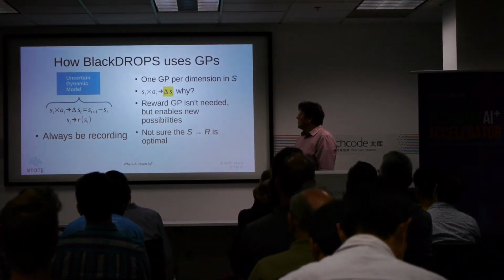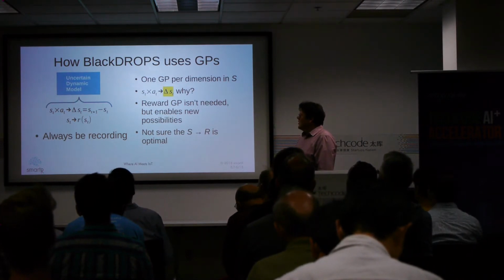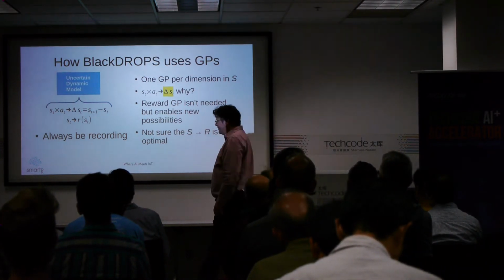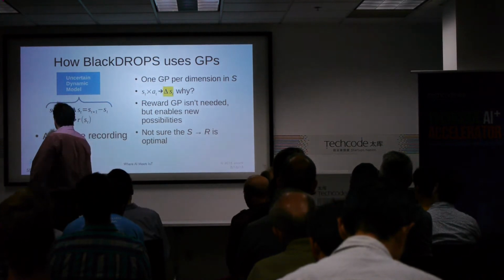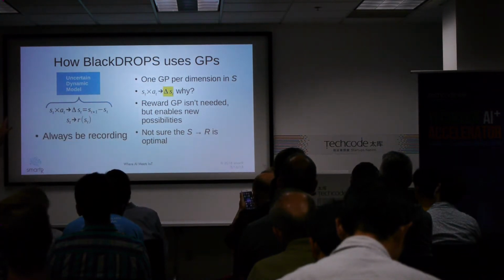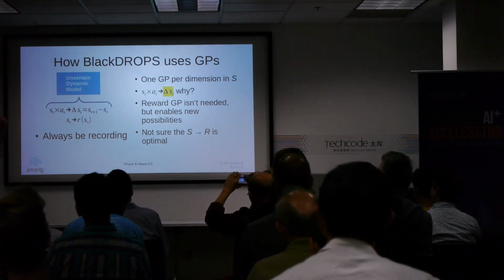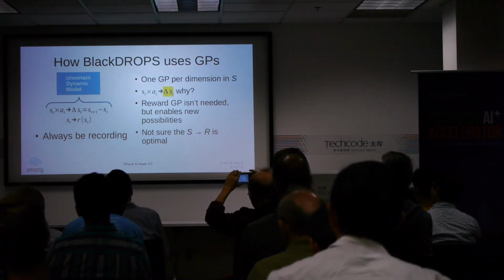So how does Black-DROPS use Gaussian processes? Well, what they do is they take the state and the action space and they map that into the change in the state. Black-DROPS is the name of the algorithm that we're discussing in the paper. They call it Black-DROPS.